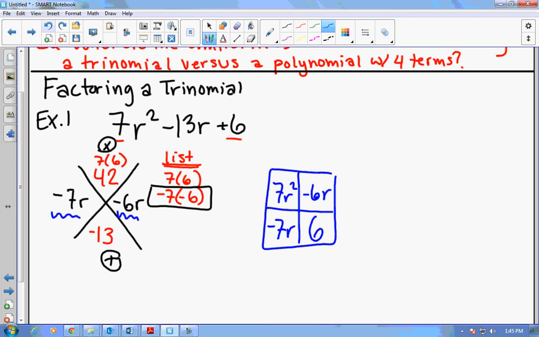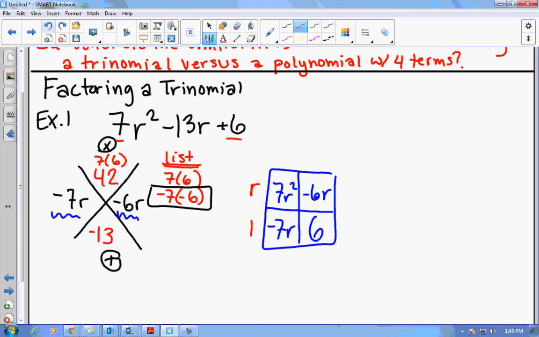Now, we have to be very careful on our greatest common factor. Okay, Dan, what's the greatest common factor for the top row? Finally, you got it. Top row. No. R. Just r. Okay, Ryan, what about the bottom row? What divides into negative 7 and 6? Or positive 1. Depends. We'll have to see.